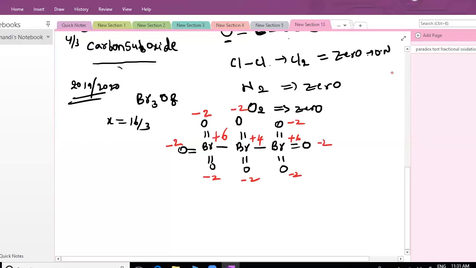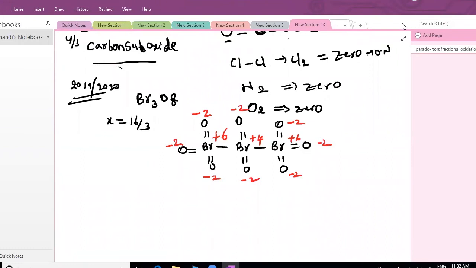Is it completed? Any doubt here? Br3O8. No, Br3O8 we can't say mixed oxide. This is not a mixed oxide. This is only one oxide. This is directly from the NCERT chapter on redox reactions. They gave it in the green color book, I think, on the last page before the summary. They gave the structure of both carbon suboxide and this one.